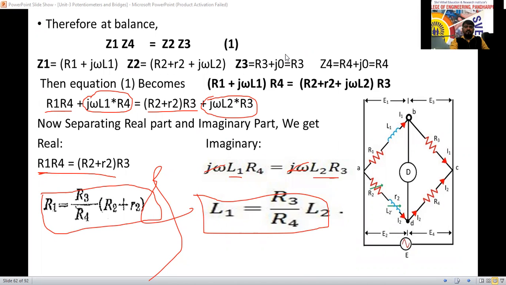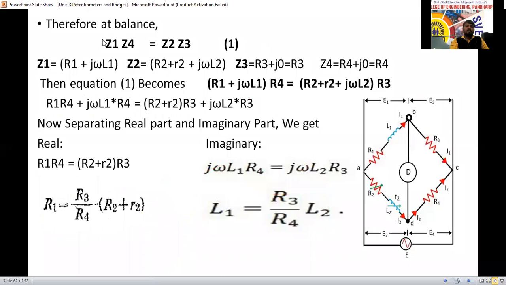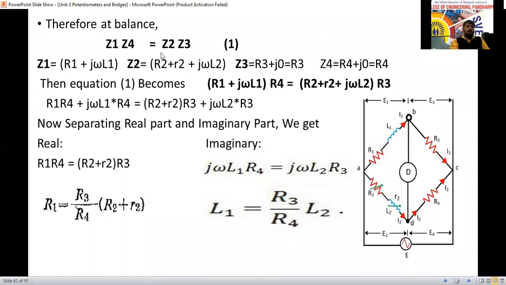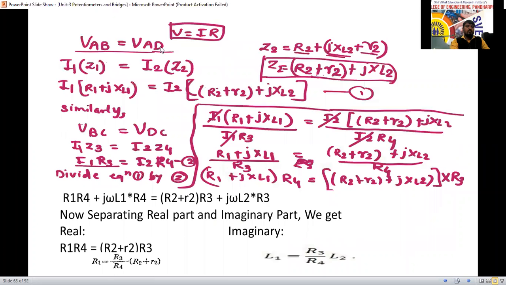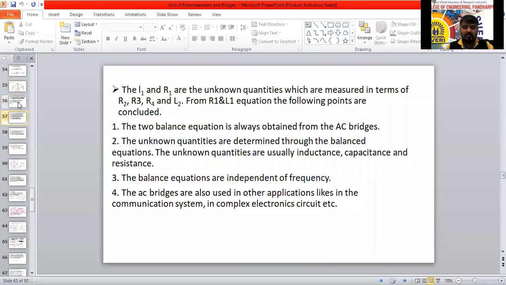Okay, then we'll go for the next, that is advantages, disadvantages, and all the things we are going to discuss. See here, this is the direct equation we have taken: Z1 Z4 directly at the balanced condition. Suppose we don't know this, we can solve the equation by I1, I2 also. According to Ohm's law, V equal to IR formula, all of you know.